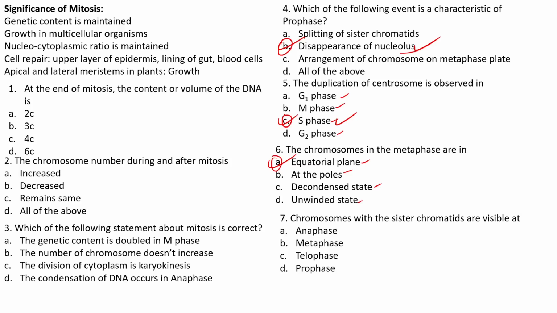The next question: chromosomes with sister chromatids are visible at the anaphase, metaphase, telophase, or prophase. We know that they are more clearly visible during the metaphase. So B is going to be our right answer. The next one, the attachment of the spindle fibers to the kinetochore is observed in metaphase, telophase, prophase, or anaphase. It is mainly in the metaphase. Complete attachment is observed during the metaphase stage of mitosis.